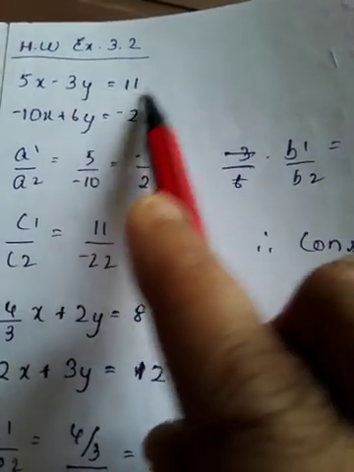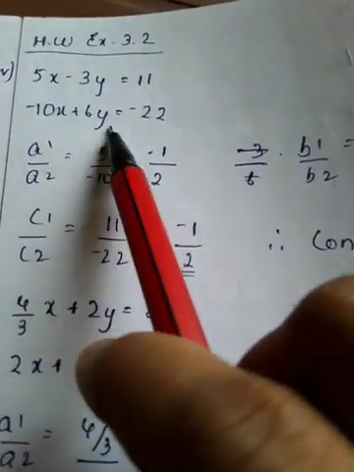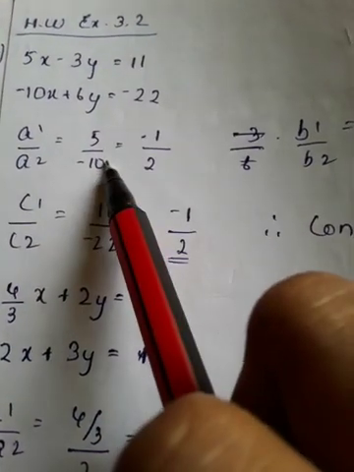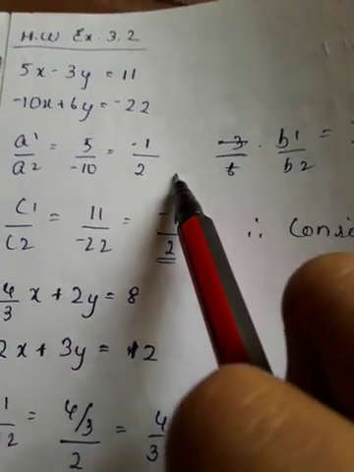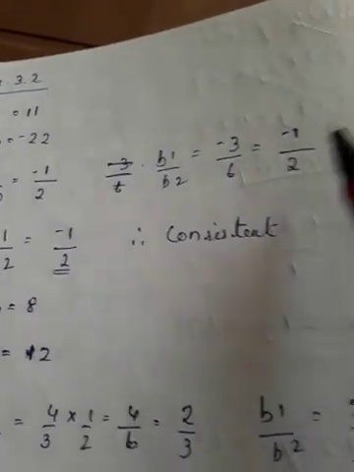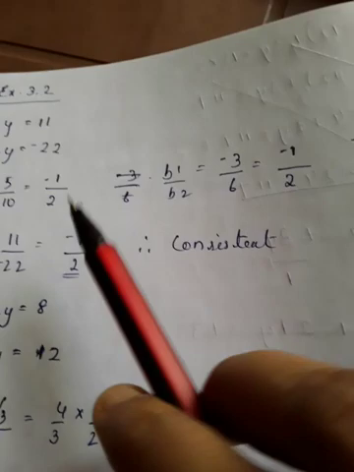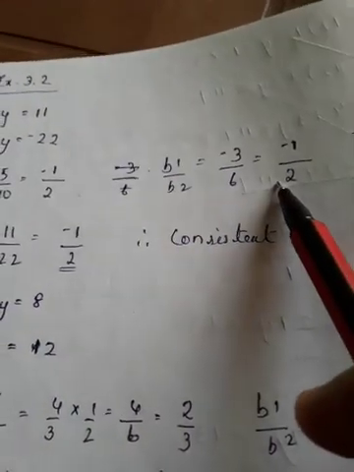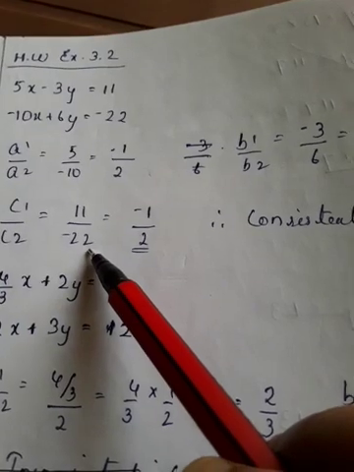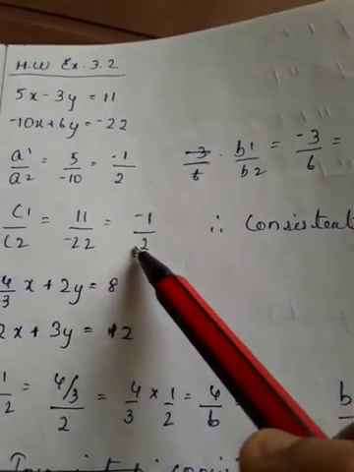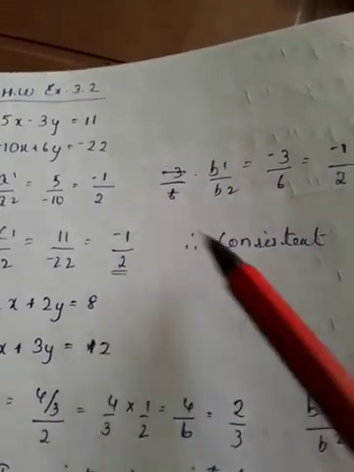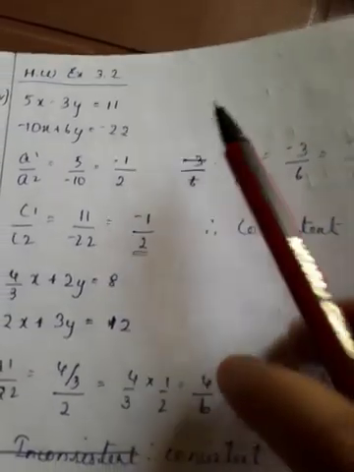5x minus 3y equals 11, negative 10x plus 6y equals negative 22. So a1 by a2, 5 by negative 10, equals negative 1 by 2. Then b1 by b2, negative 3 by 6, equals negative 1 by 2. These two are equal, so we need to find c1 by c2, that is 11 by negative 22, that is also negative 1 by 2. So these three are equal, so they are consistent.